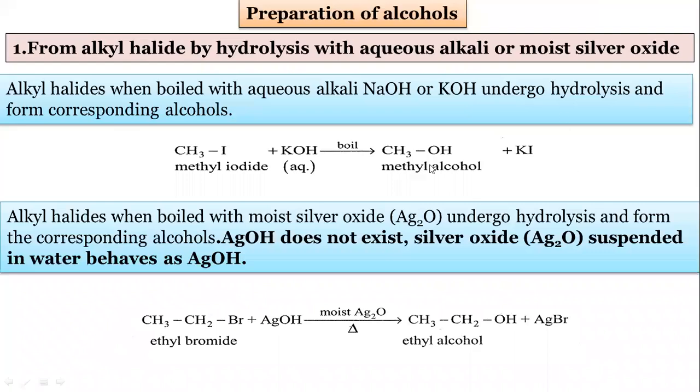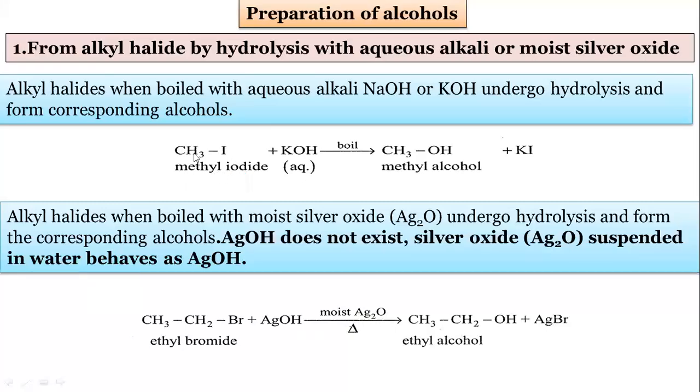Preparation of alcohols. See, first one, from alkyl halide by hydrolysis with aqueous alkali or moist silver oxide. These are two different reactions. First one is by using aqueous alkali, and second one is by using moist silver oxide. Again, I will explain in detail what is happening. See, the alkyl halide is taken here. Methyl iodide, you can take methyl bromide also, you can take methyl chloride also, you can take ethyl. Any alkyl halide you can take here. It is not compulsory to take methyl iodide every time.